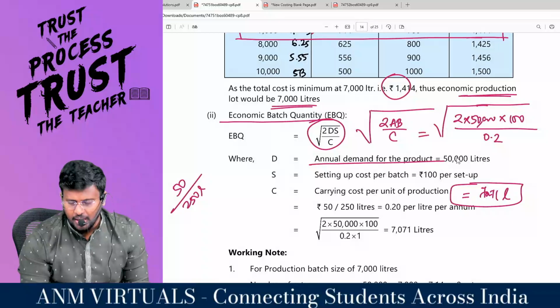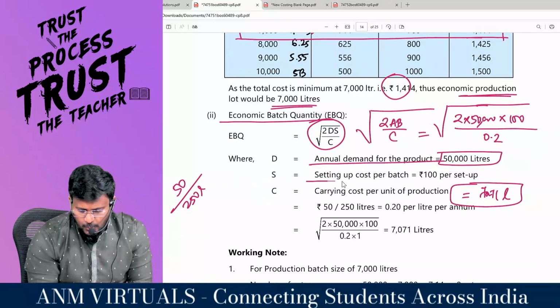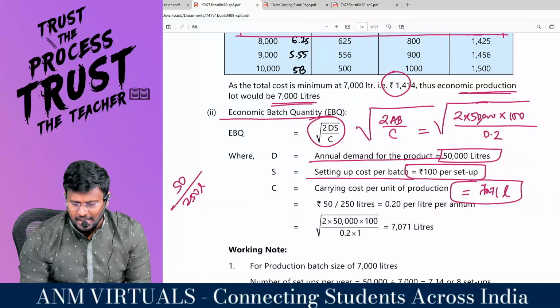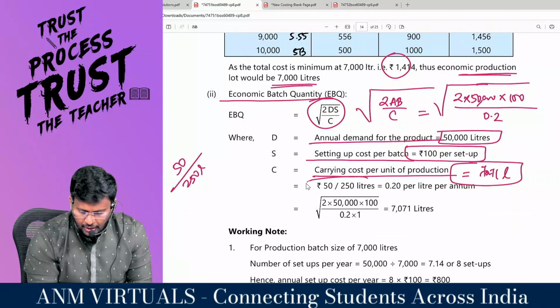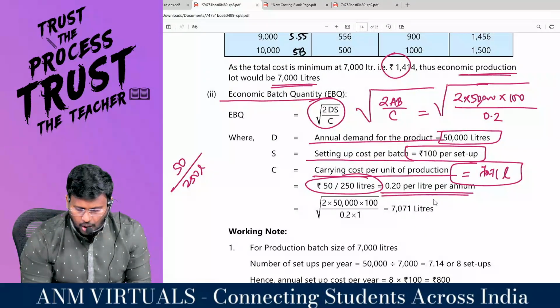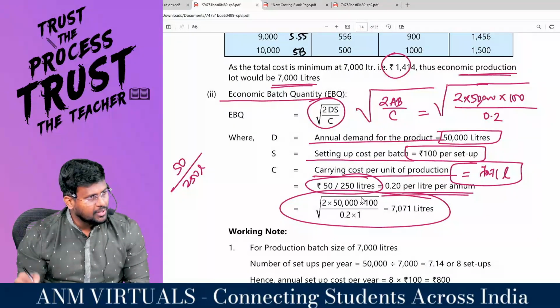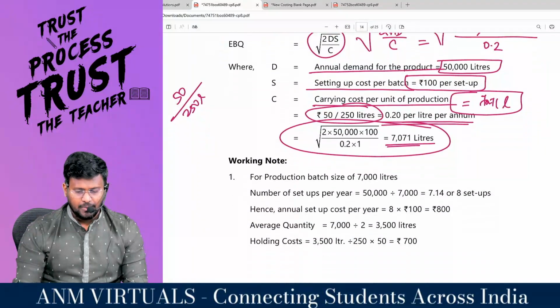D stands for annual demand, for how many liters? S stands for setup cost per batch. C stands for carrying cost per unit of production. So 50 divided by 250 comes to 0.2 per liter per annum. So root of 2 into 50,000 into 100 divided by 0.2 comes to 7071 liters.